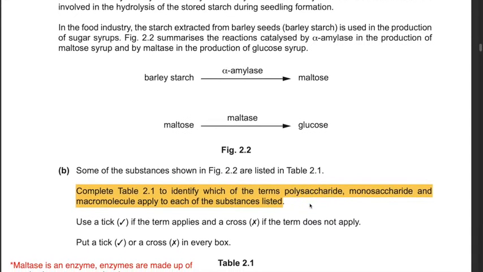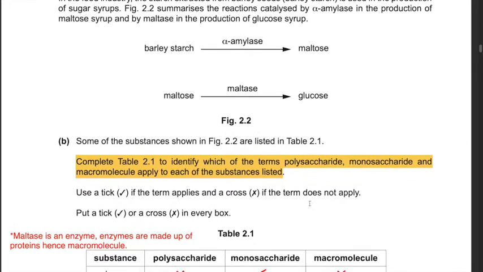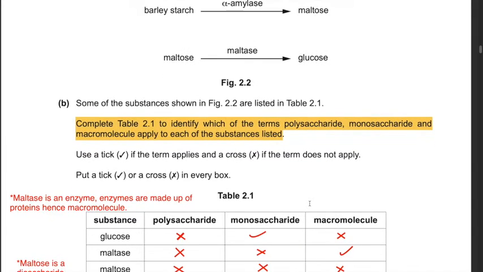Some of the substances shown in figure 2.2 are listed in table 2.1. Complete table 2.1 to identify which of the terms polysaccharide, monosaccharide and macromolecule apply to each of the substances listed. Use a tick if the term applies and a cross if the term doesn't apply. Put a tick or a cross in every box. So you have to follow the guidelines given. You have to put either a tick or a cross in each of the boxes given.